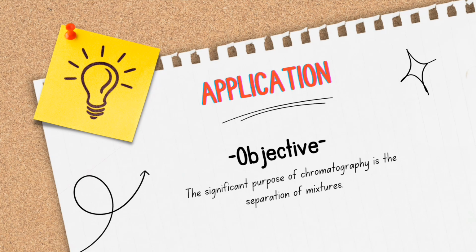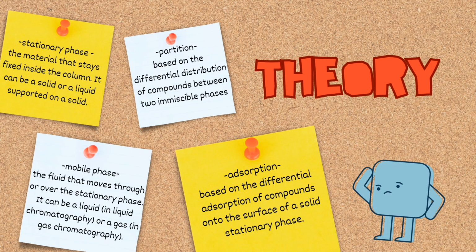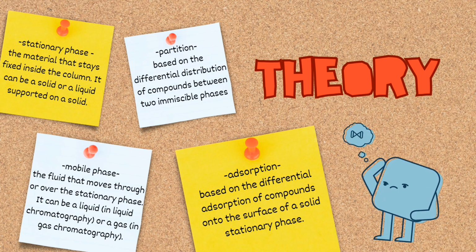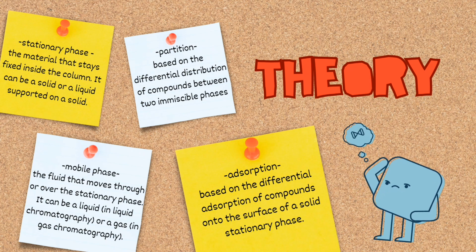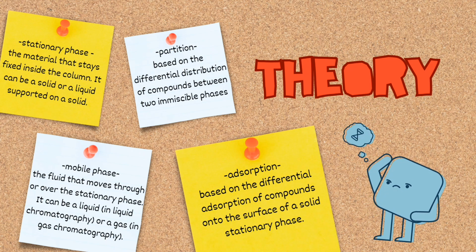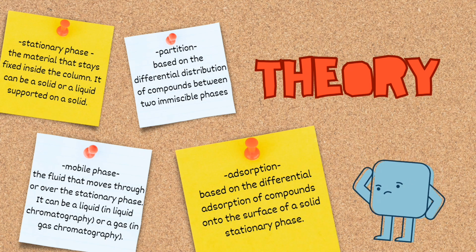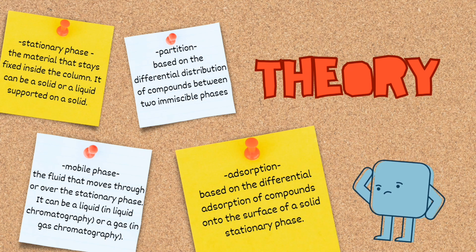We move to application. So, the objective of the chromatography experiment is to separate the mixture. There are several theories on this experiment, the first is the stationary phase. The stationary phase is the material that stays fixed inside the column, which can be a solid or a liquid supported on a solid. It acts as the medium through which the mobile phase moves.